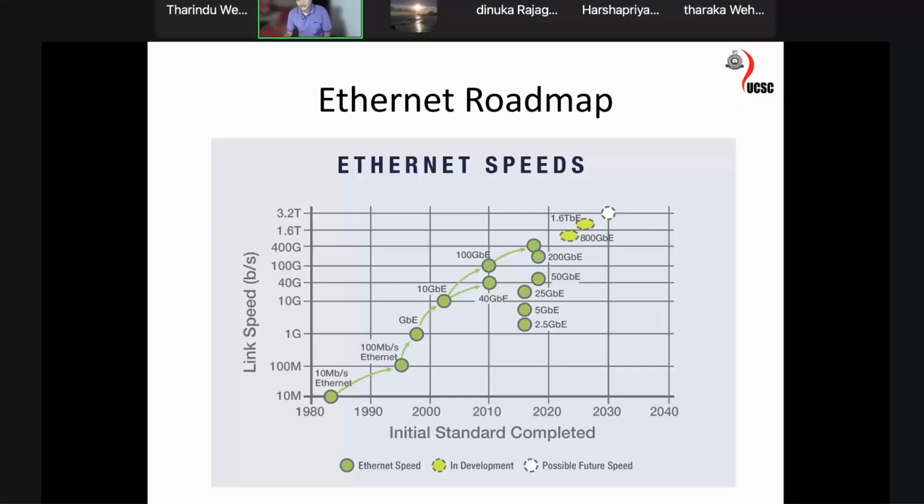And now we have 50 gig, 200 gig, 800 gig, and 1.6 will be coming soon. And these are the Ethernet roadmap if you are planning a network for the next 5 years and something like that, and upgrading the current network to a new one. So you can consider this Ethernet roadmap in terms of latency reduction, as well as bandwidth enhancements.